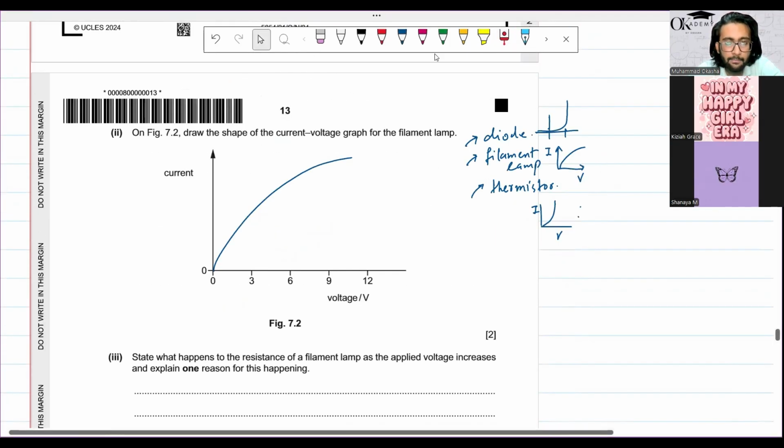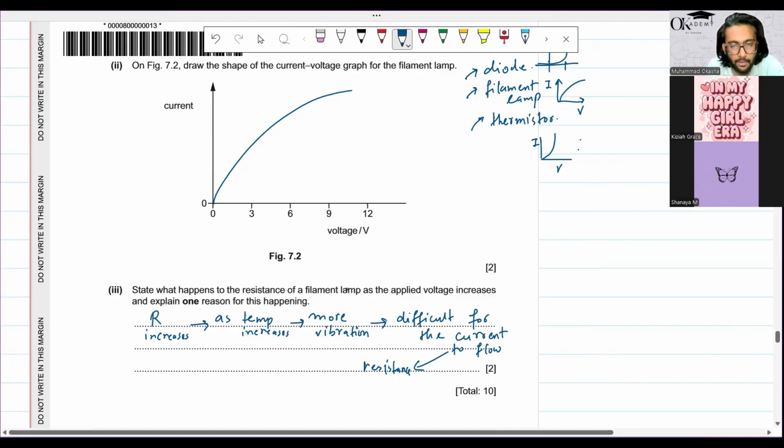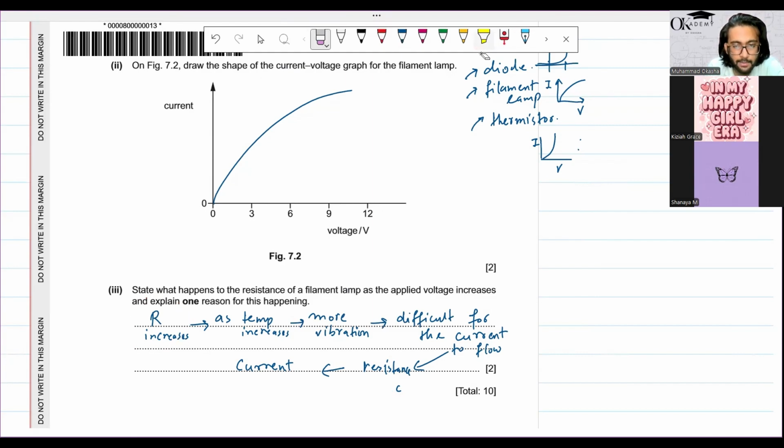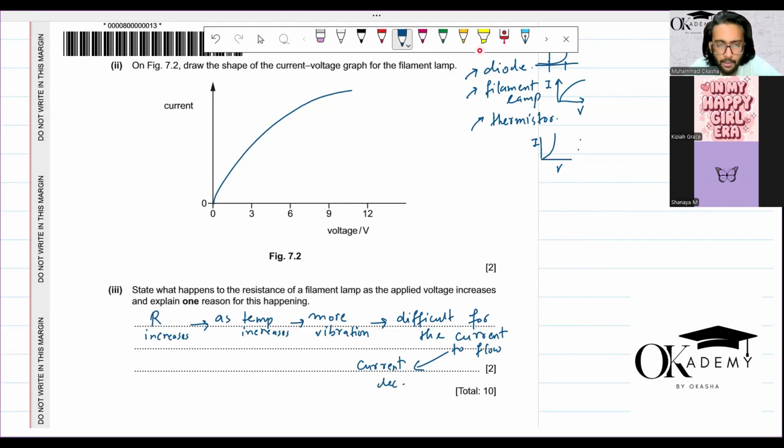So let's describe this over here. What happens to the resistance? The resistance of the filament lamp increases. The reason being, as temperature increases, there is more vibration. When there is more vibration, it becomes difficult for the electrons to flow, difficult for the current to flow. So resistance increases, and therefore the current decreases. You can form a sentence out of this.